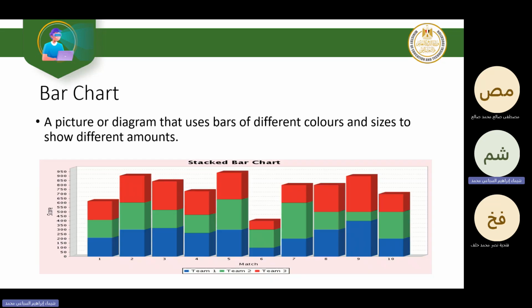The following one, we have bar chart. Bar chart is a picture or diagram that uses bars. We should hear bars, not lines like the line graph. It's bars of different colors and sizes, as you see, to show different amounts.